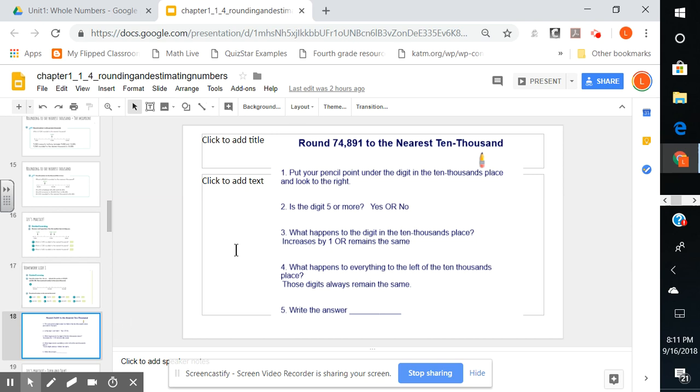Now let's round 74,891 to the nearest 10,000. Please write this heading here. And then I want you to underline the 10,000, which is the 7. Then you're going to look next door, which is the 4. And then since it's 4 or less, you will leave it at 70,000. You'll round it to the nearest 10,000, so it becomes 70,000. Let's keep going.